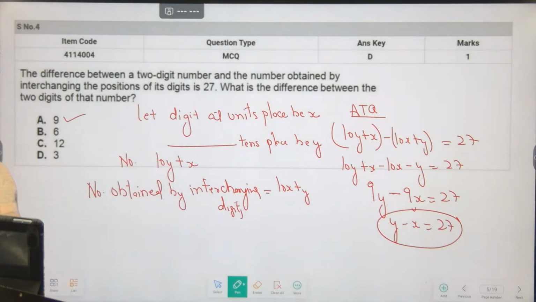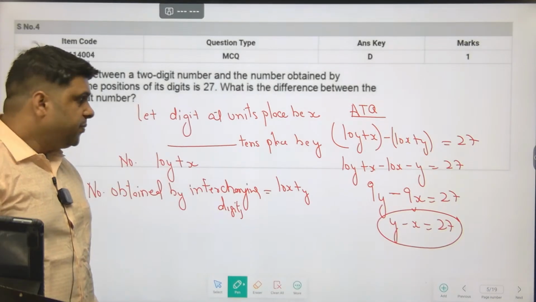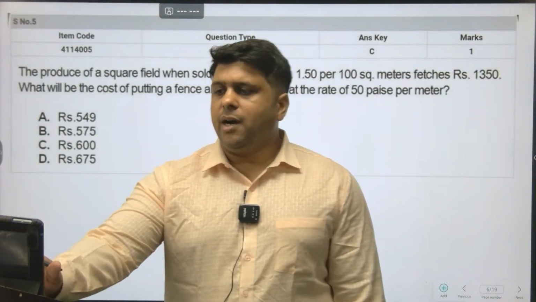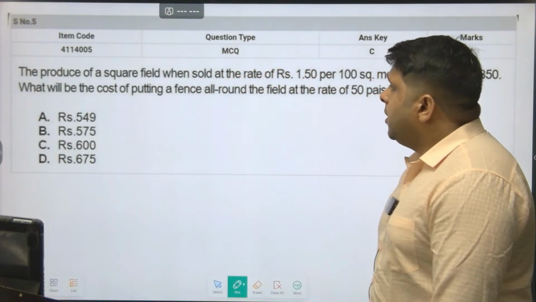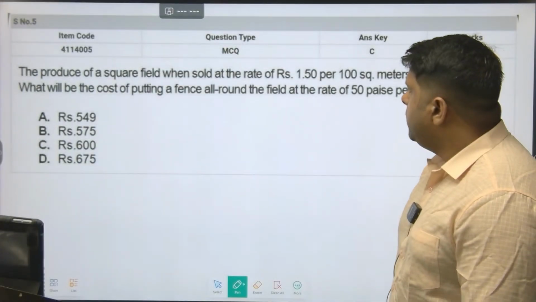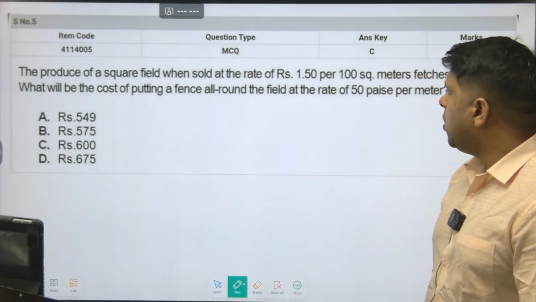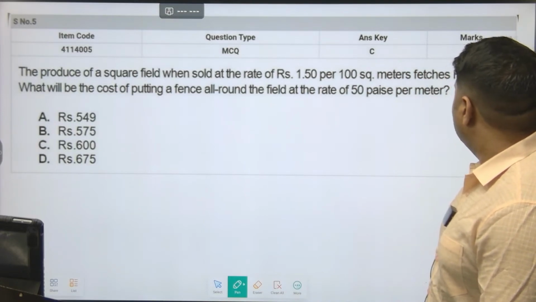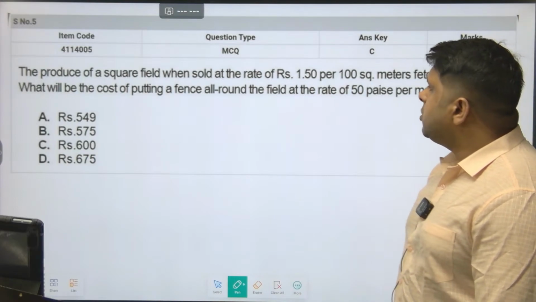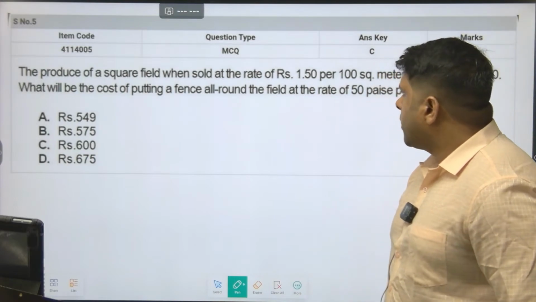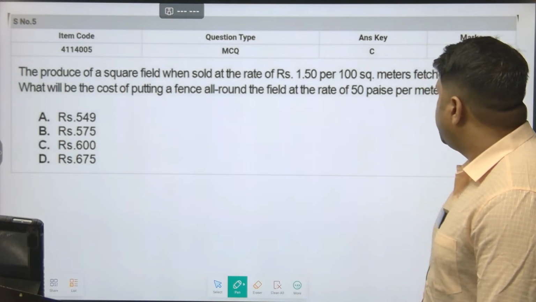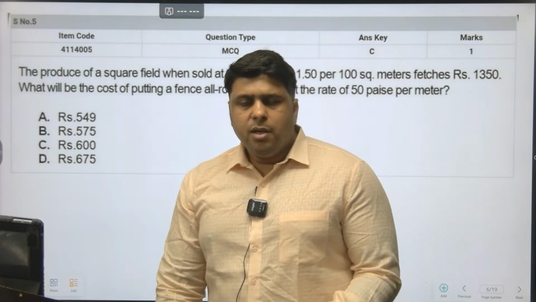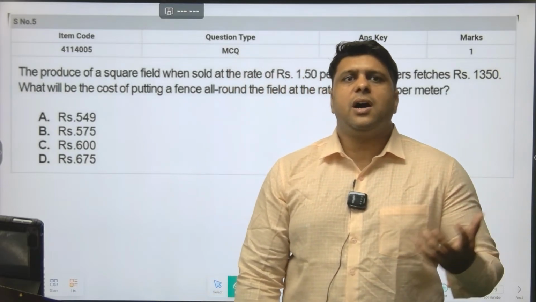Okay guys, now let's move towards the next question. Next we have: the produce of a square field when sold at the rate of Rs 1.5 per square meter fetches Rs 1350. What will be the cost of putting a fence all around the field at the rate of 50 paisa per meter? First we have to calculate the area, then we will calculate the cost of the fencing.